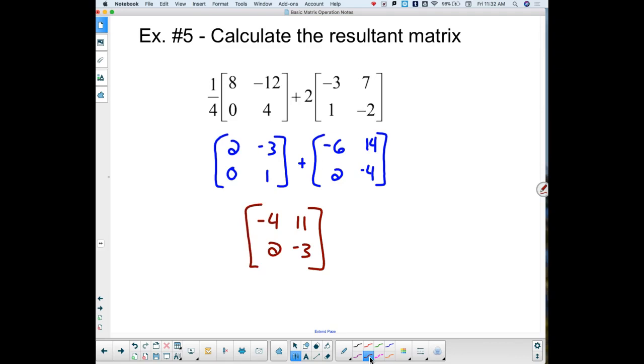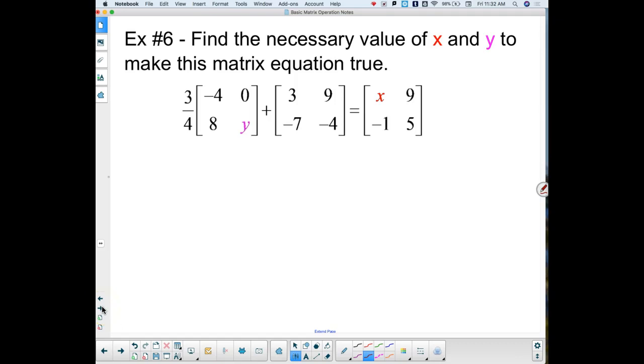Okay? What I'd like you to do now is find me values of x and y that make that matrix equation true.